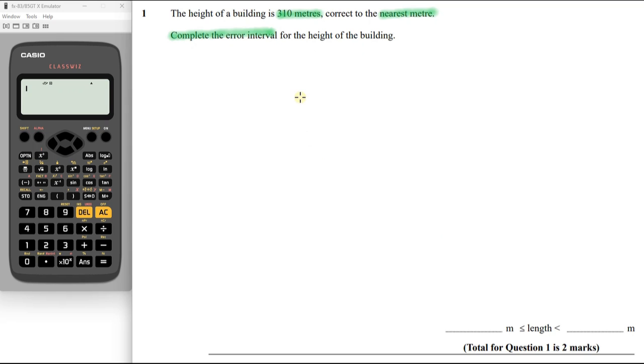Okay, so our building is 310 meters. Now we're measuring to the nearest meter, so our upper and lower bounds are going to be half a meter above and below. We always take half of whichever value they've given us. So 310 subtract half is going to be 309.5, and 310 plus a half is going to be 310.5. So this is our error interval.